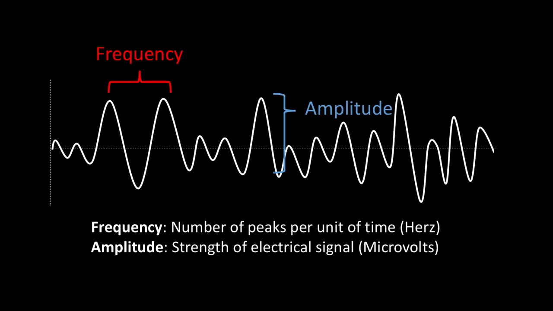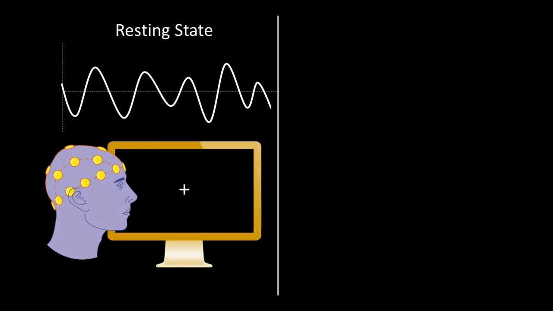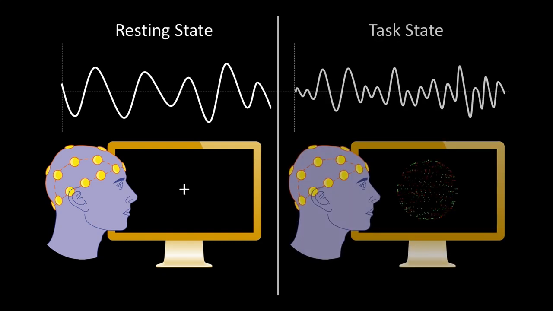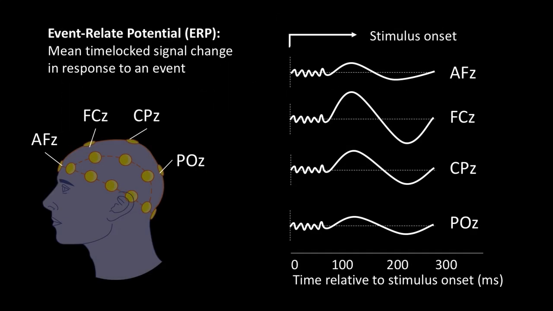Electrical activity is measured by EEG in the form of waves that are characterized by rhythmic aspects such as frequency and amplitude. Frequency is measured in hertz and indicates the number of peaks per unit of time. Amplitude is measured in microvolts and indicates the strength of the electrical signal at a particular time point. Changes in amplitude are often of interest when studying differences between states, such as task engagement relative to resting state, or when studying how the brain responds to experimental events such as stimulus onset, response selection, or feedback. As we will discuss next, amplitude changes that occur in response to an event are called event-related potentials, or ERPs.